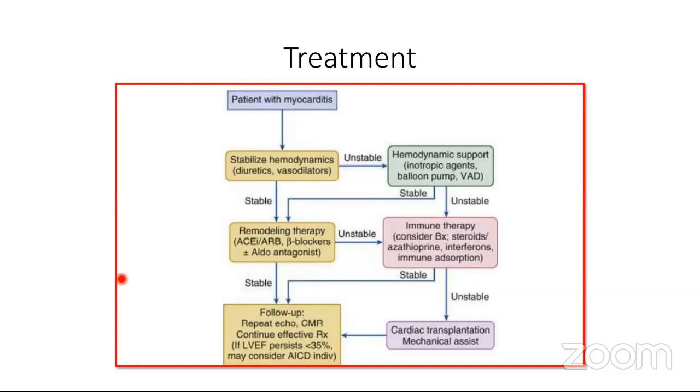Here is the summary of the treatment. If you find a patient with myocarditis, if the hemodynamics are unstable, you should put him on an inotropic agent; you may use an assist device. If the patient becomes stable, go back to the standard therapy: ACE inhibitor, beta blocker, aldosterone antagonist. If not, consider cardiac transplantation. If the patient is stabilized on diuretics and vasodilators, you can go to the remodeling therapy, ACE inhibitor, beta blocker, and consider indication for ICD.